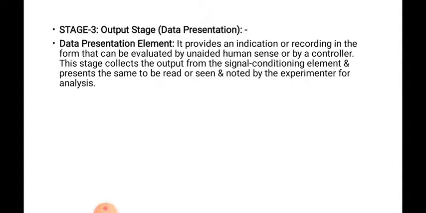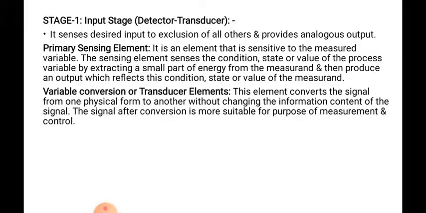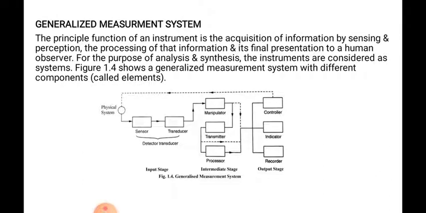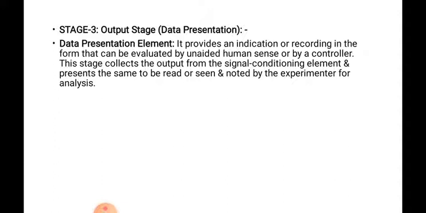the third stage, that is output stage, data presentation, which contains indicator, recorder and controller. Okay, in the diagram we can observe in the output stage there are three components, that is controller, indicator and recorder. Okay, so in the third stage, the data presentation element provides an indication or a record in a form that can be evaluated by an unaided human sense or by a controller, and this stage collects the output from the signal conditioning element and presents the same to be read or screen seen and noted by the experimenter for analysis.